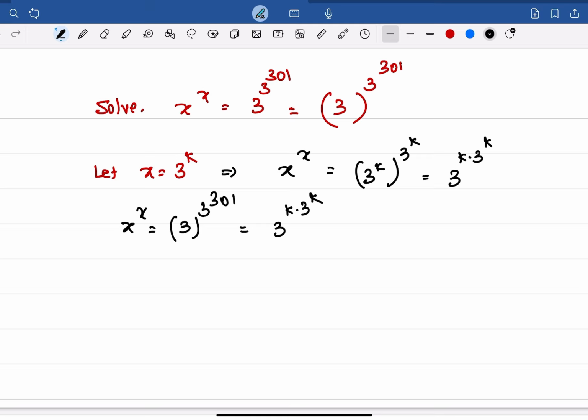Let us equate the powers, because both are values of x to the power of x only. Let us equate the powers. 3 to the power of 301 is equal to k into 3 to the power of k.